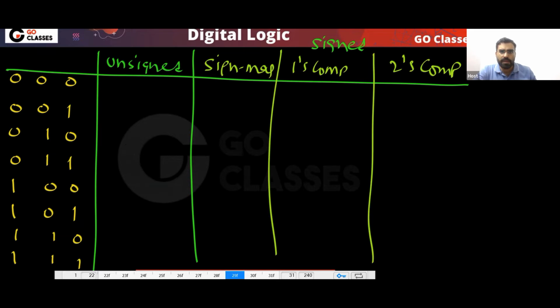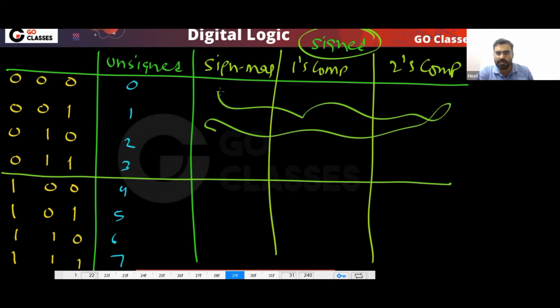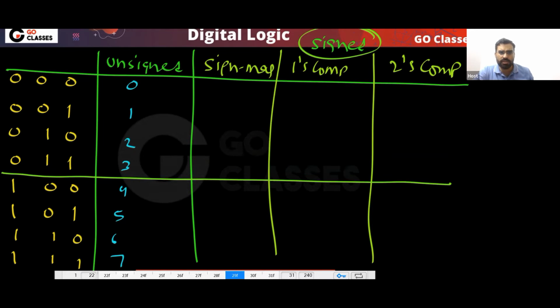Now you can notice one thing. When they are unsigned, it is very simple, this will be 0 1 2 3 4 5 6 7. If they are unsigned, there is no problem. Now if these numbers are signed, then you can notice that if the MSB is 0, then your number is positive, and all these 3 systems are the same.